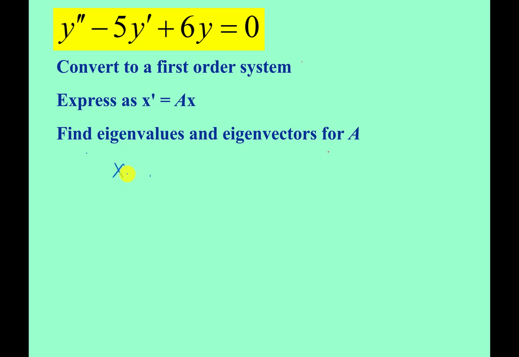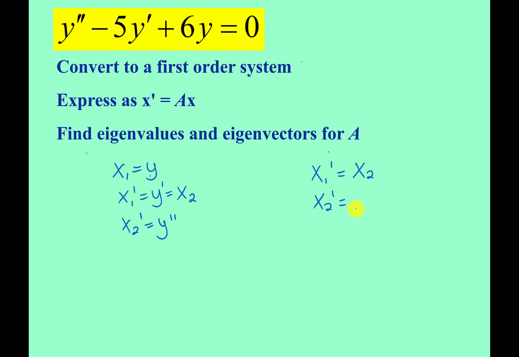So to convert, we're going to start with x1 is going to equal y, which means x1 prime is y prime, but we're also going to call that x2. And so then we have x2 prime will equal y double prime. So we want a system of equations that has x1 prime equaling something and x2 prime equaling something. Well, the x1 prime is y prime, which is x2. So we can put x2 right here. That will always be the case when you're doing a system conversion.